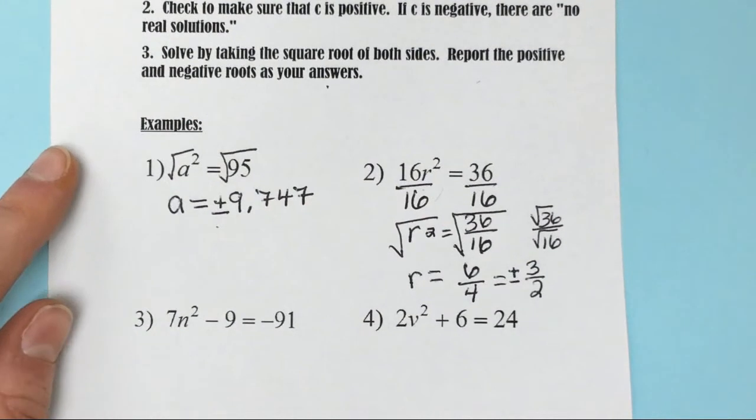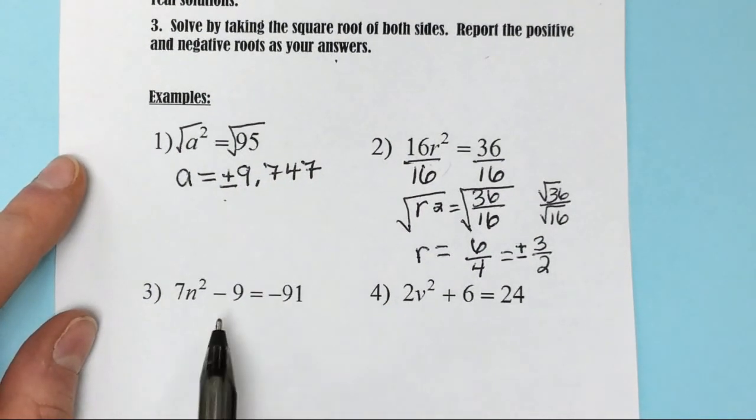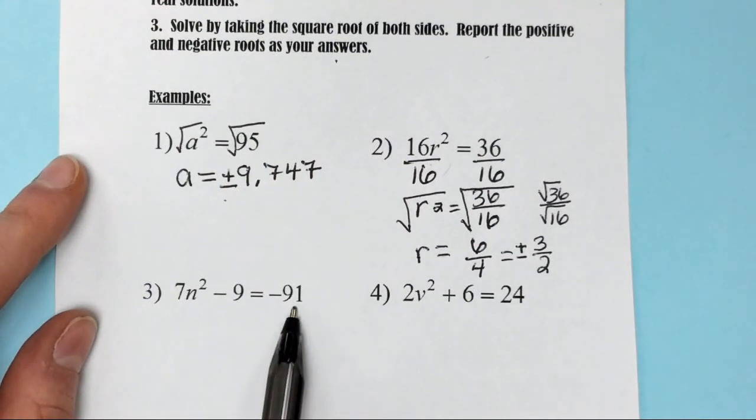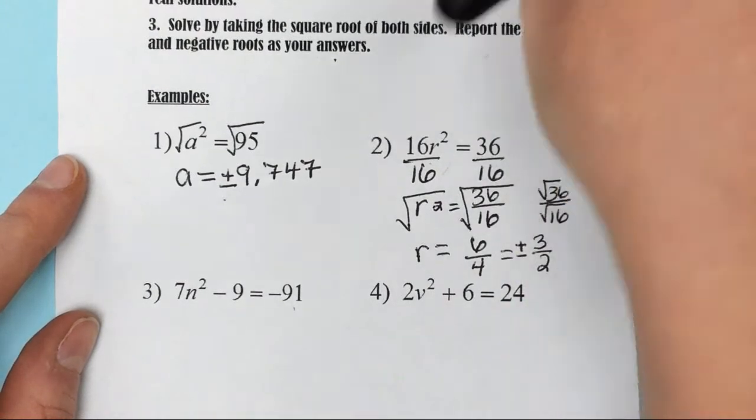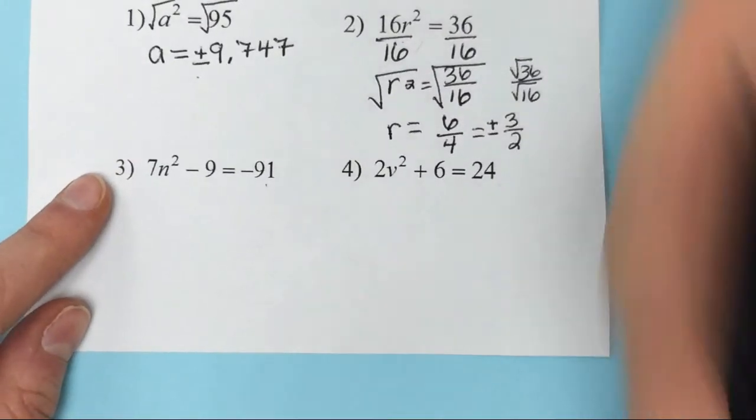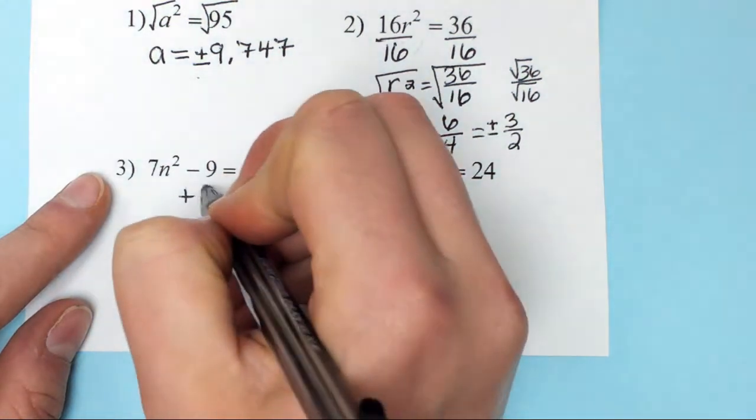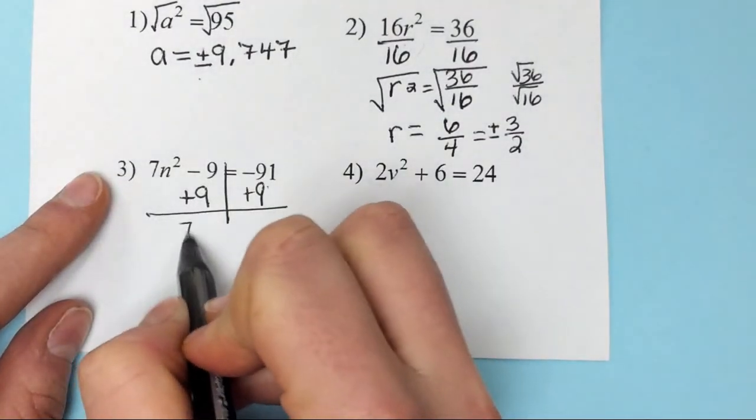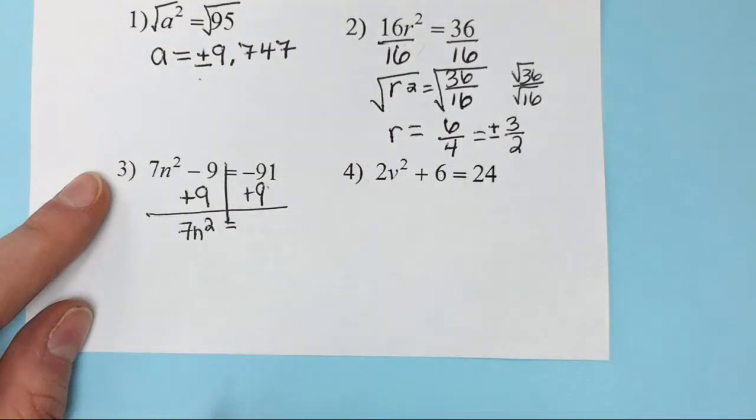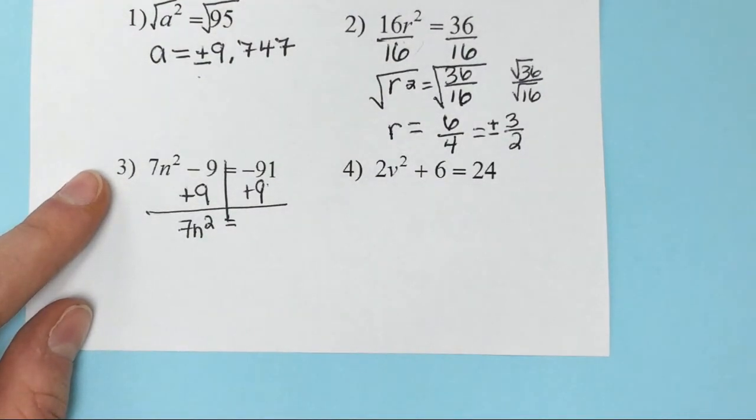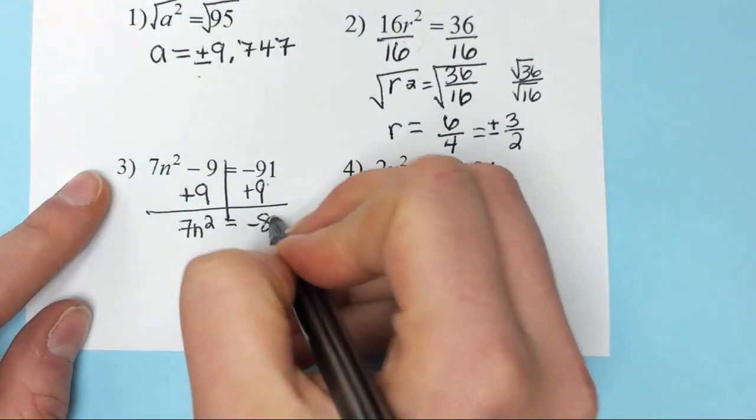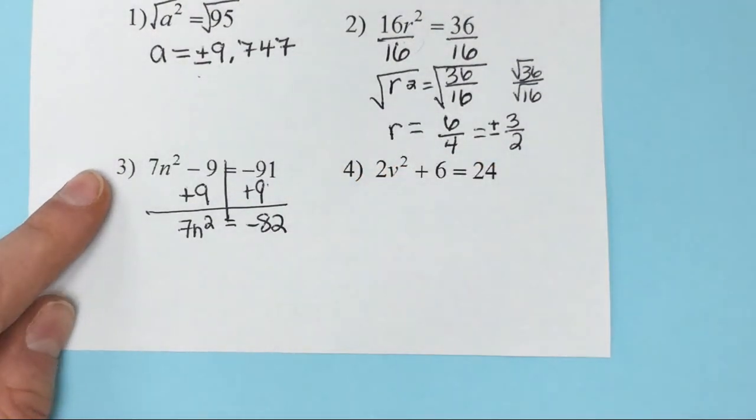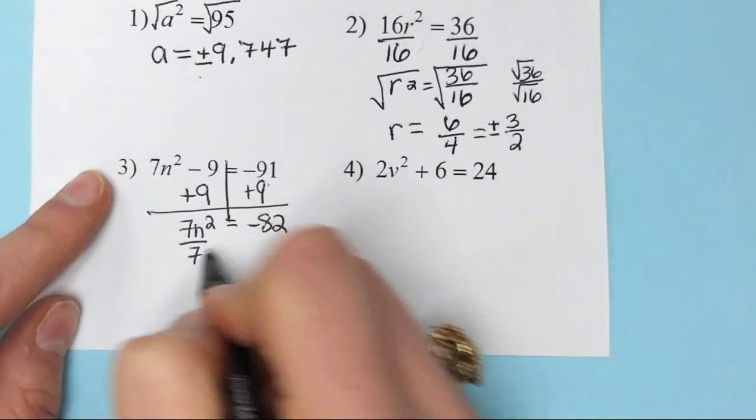Okay, example 3. If you notice, I have some constant terms on both the left and the right side, so I want to move all the constant terms to the right side. So I'm going to go ahead and add 9 on both sides of the equal sign. So this gives me 7n squared is equal to negative 91 plus 9, which would be negative 82. And then I can divide both sides by 7.